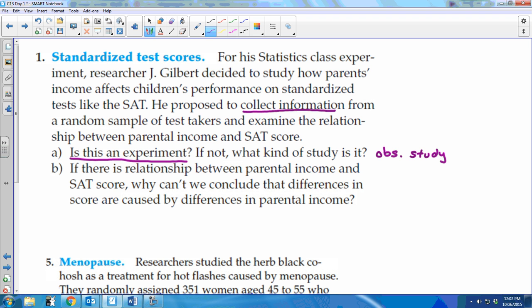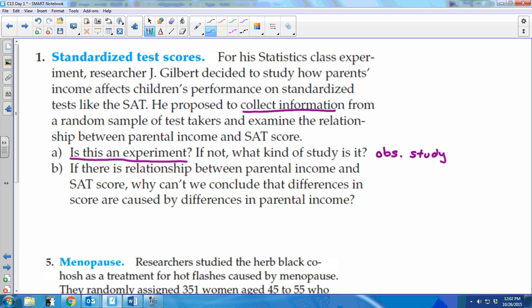It doesn't say if he is going to use an SAT that's already been given, like 5 years ago. He doesn't say if it's going to be the group that's taking it next month. He doesn't give me any information. All right? So we're just going to say observational study. But does everyone understand why it's not an experiment?